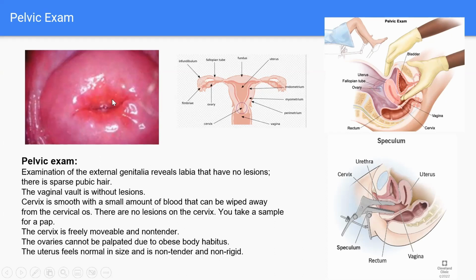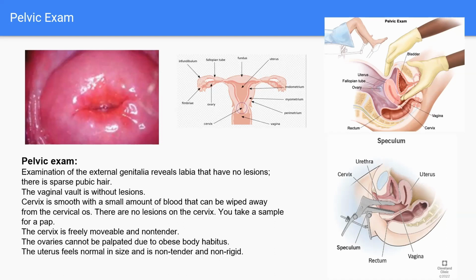The cervical opening is called the os. And so if there were any lesions on the cervix or bleeding from the mucosa of the cervix or erythema, things like that, discharge, you'd be able to see that. So it looks like in her case, the only abnormal thing is that you can see a small amount of blood being wiped away from the opening of the cervix, which is the cervical os, but there are no lesions on the cervix.